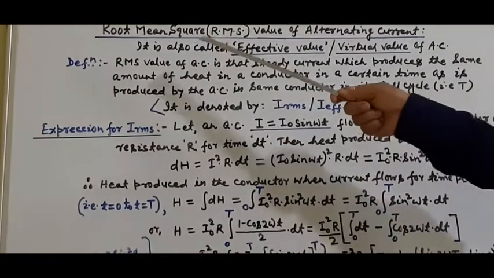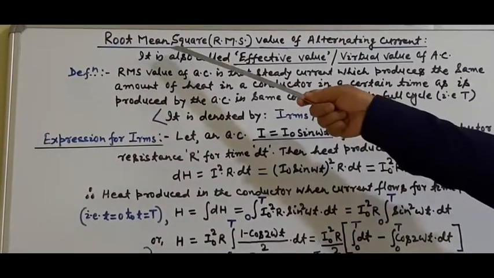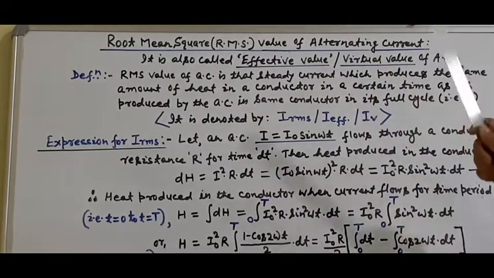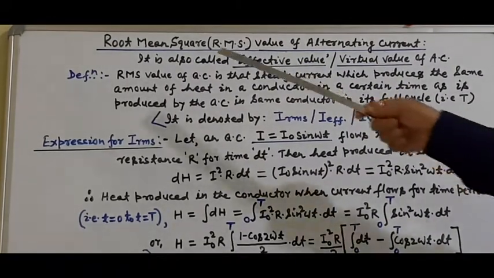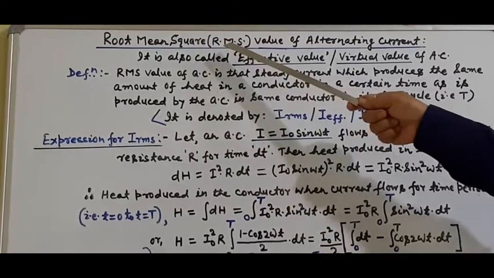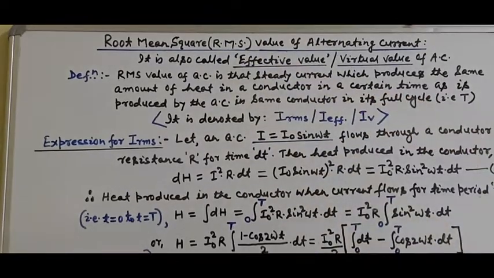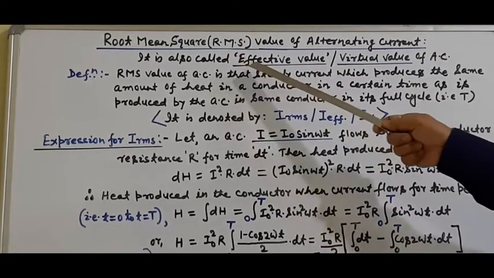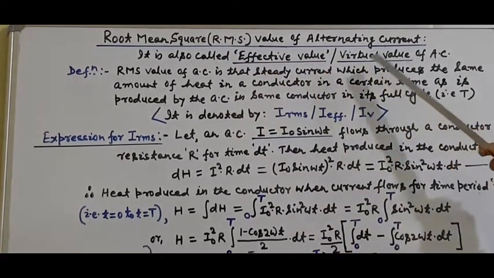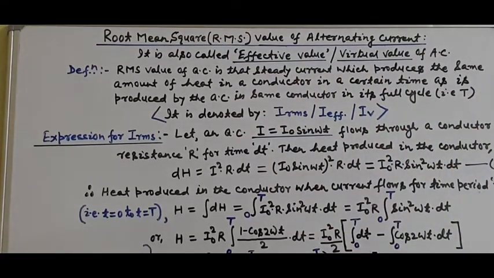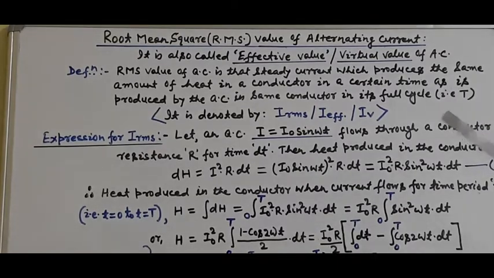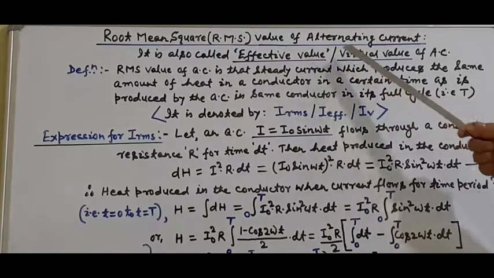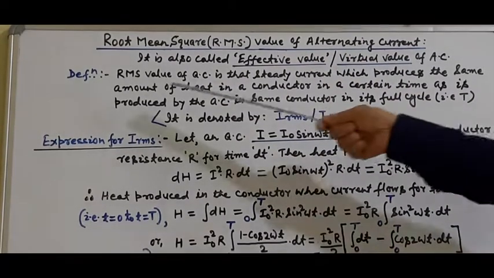Now we shall discuss a term, root mean square value of alternating current. Root mean square is also known, in brief, as the RMS value of alternating current, and it has another name also. It is also called the effective value or virtual value of alternating current. So first of all, we shall define the term RMS value, and here is the definition.